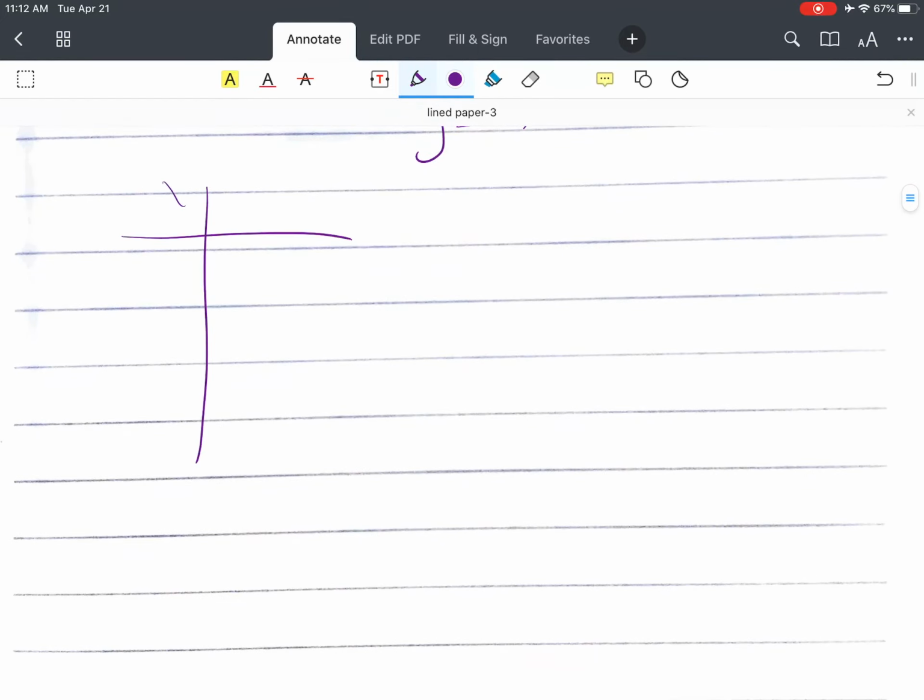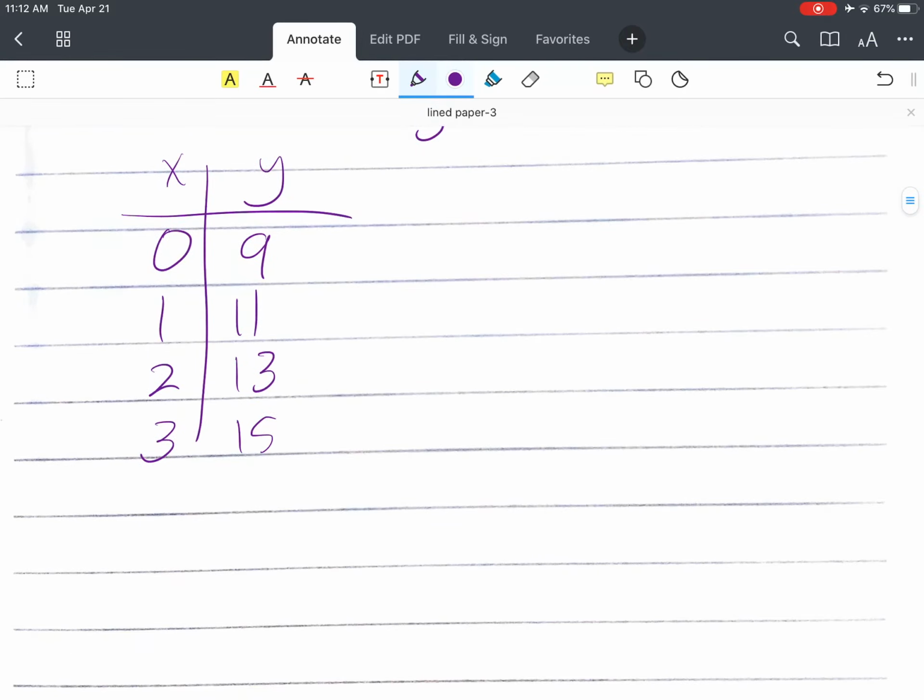Let's look at another table. So we would go ahead and divide, right? Because we want to know if this is a proportional relationship or not. So you're going to divide the y value by the x value. Let me write that out. We are going to divide the y value by the x value.